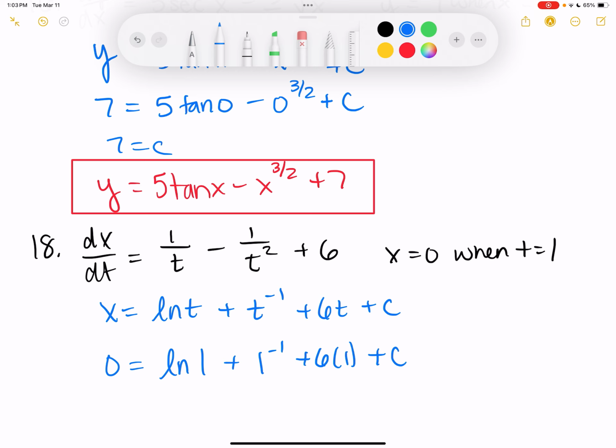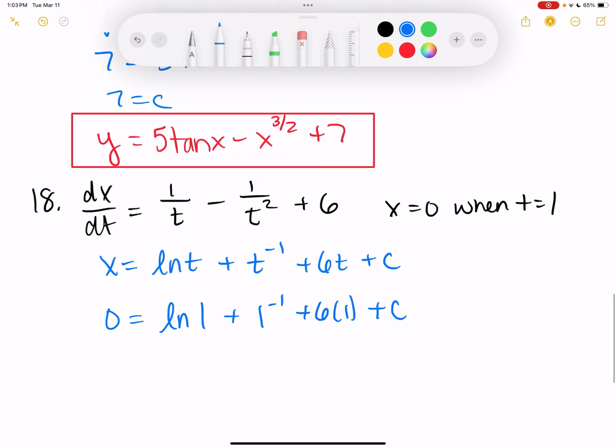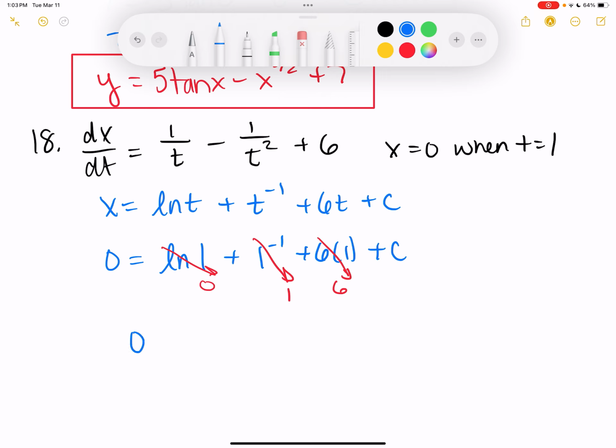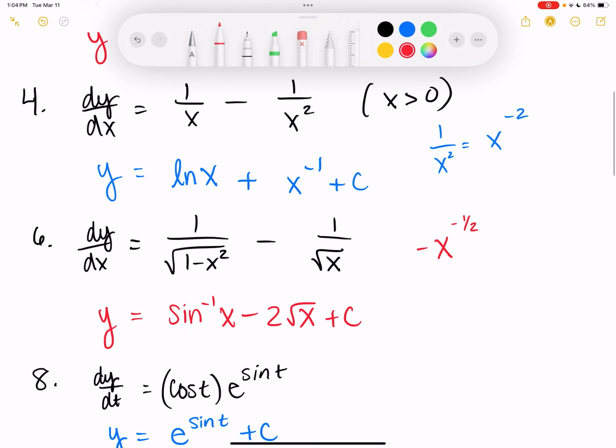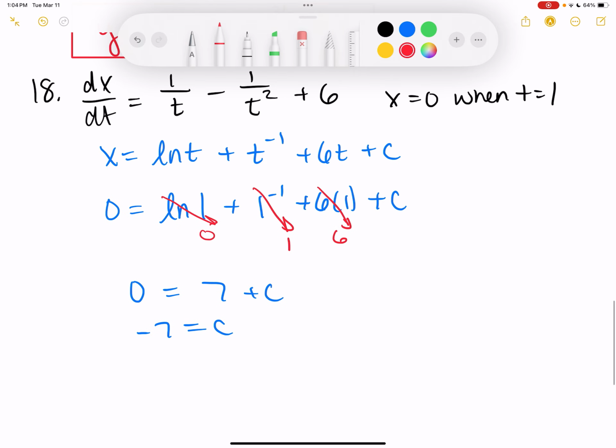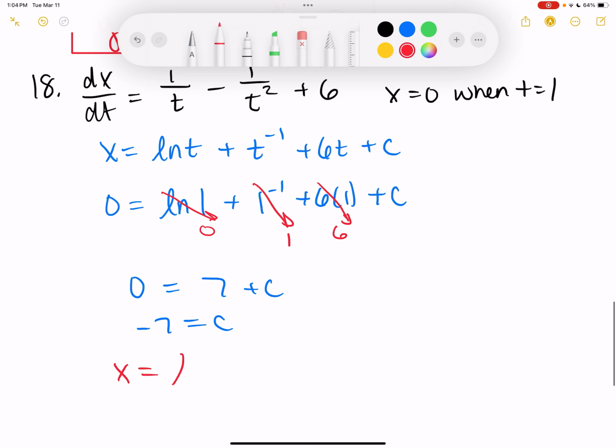So then we just plug everything in. What's the ln of 1? 0. 1 to the negative 1 is just 1. 6 times 1 is just 6. So I've got 0 equals 7 plus c, or negative 7 equals c. So x equals ln of t plus t to the negative 1 plus 6t minus 7.